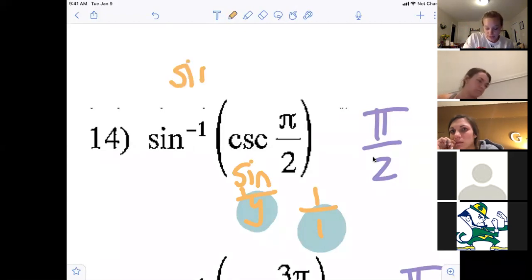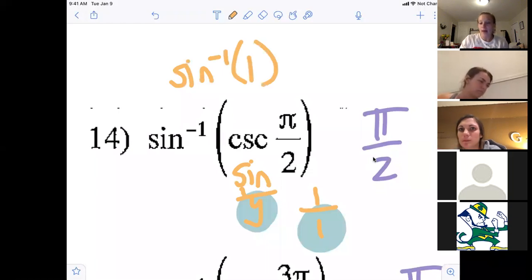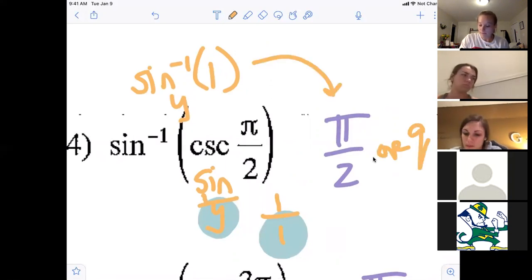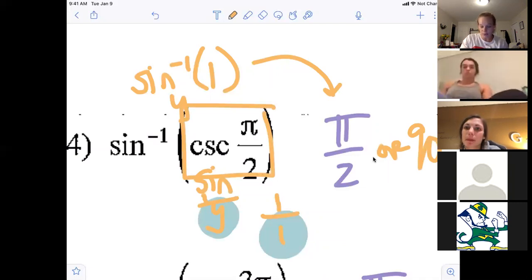So now I'm doing inverse sine of 1. So I'm asking myself, at what angle is my sine 1? And I have to remember sine is y. So where is my sine, or where's my y, or where's my sine 1? What angle? Pi over 2. 90. So think about, let's do the inside, and then once I solve the inside, we're going to take the outside of that new answer.